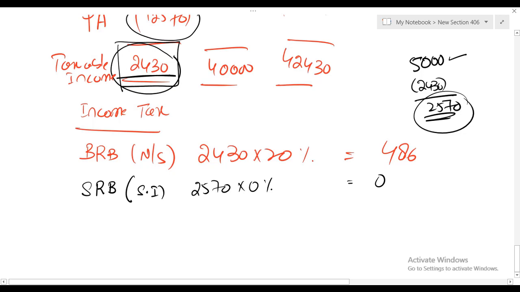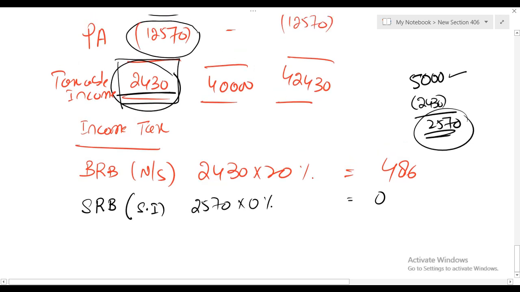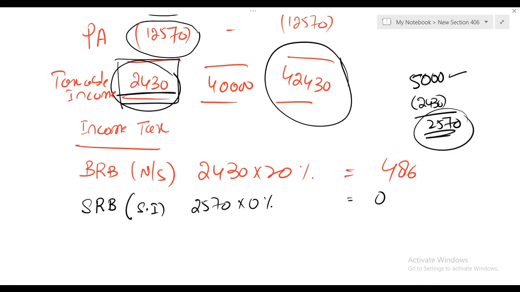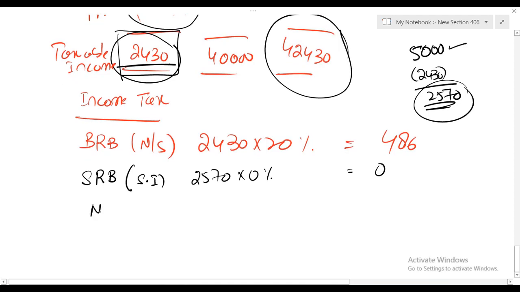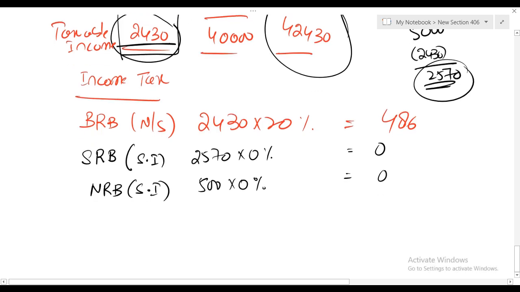Now I need to check for the nil rate band. And nil rate band actually depends on the individual's tax paying status. Look at this, 42,430. By looking at 42,430, we can straightforwardly say this individual is a higher rate taxpayer. Since he is a higher rate taxpayer, this individual is entitled to get a nil rate band of 500. So I'm going to write nil rate band saving income 500, and I have to multiply this with 0. I'll get 0 obviously.